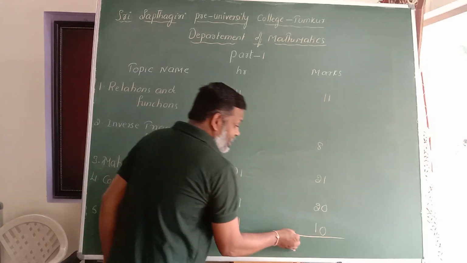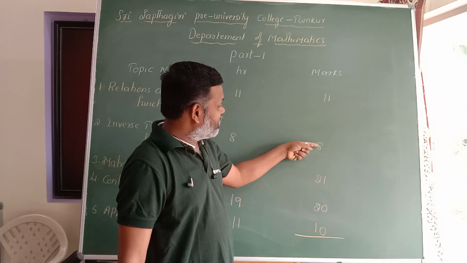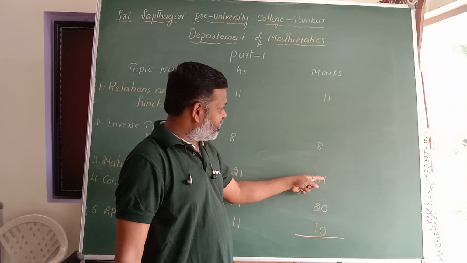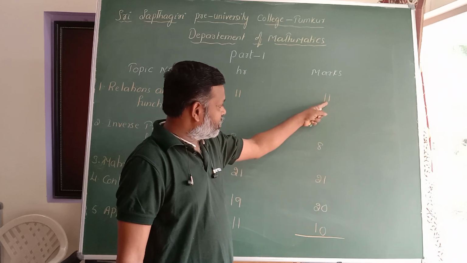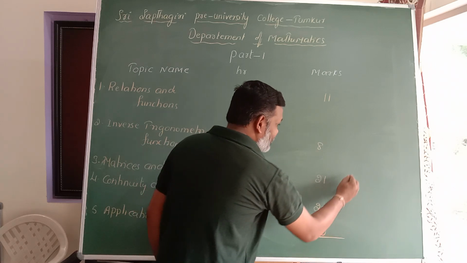Just have a look on this. From part 1 you will get how many marks here? 11 plus 8, 19; 11, 20, 30, 41, 42 plus 8, 50, 60 marks. 60 marks.